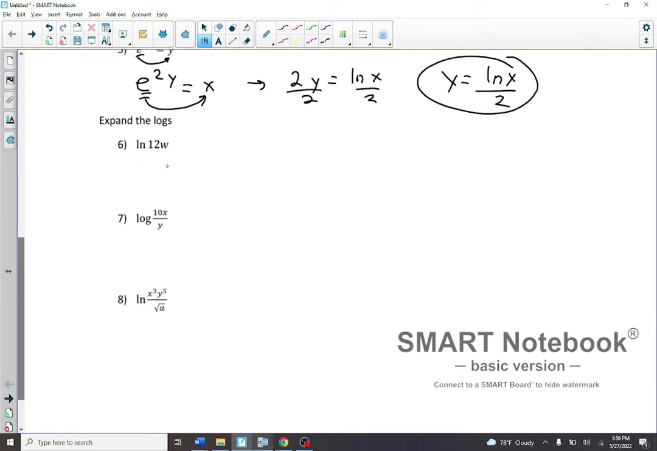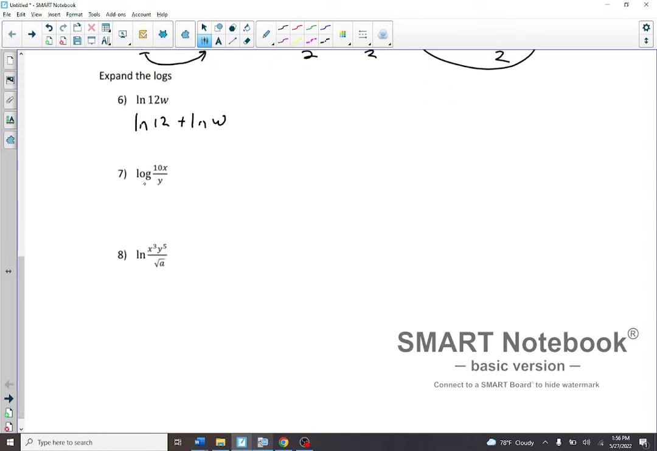Here, expand the logs. ln 12w. When you expand a log, when they're multiplied, they become addition. So ln 12 plus ln w. That's it. You just expand it like that. Here, log 10 times x over y. When you divide, you subtract. So this is going to be log 10 plus log x minus log y.